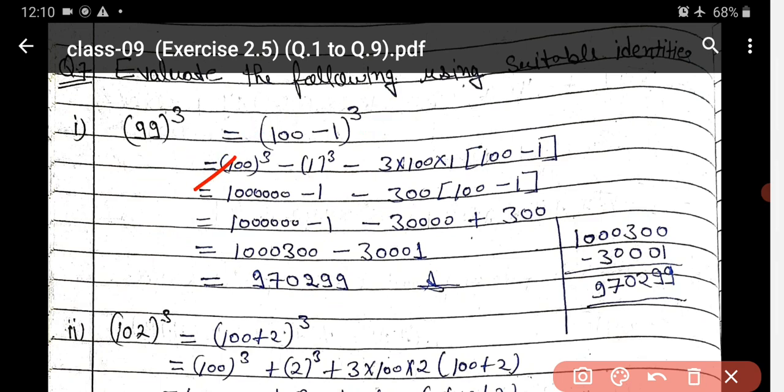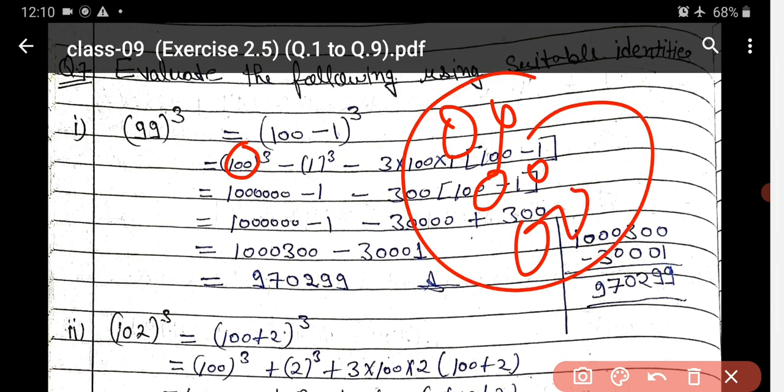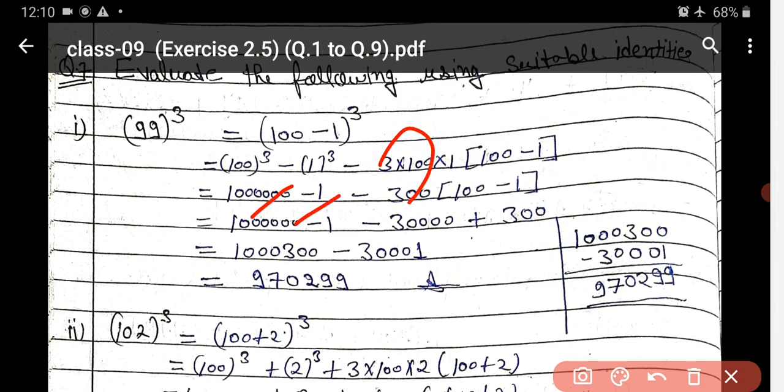Just write here a cube, it is a, it is b, then a cube minus b cube minus 3ab bracket a minus b. Just open 100 power 3. 3 times you have to write 20, 20, 20, it becomes total 60. So write here 60, then 1 cube 1, it becomes 300 and 100 minus 1. Now multiply 300 into 100, it becomes 30,000. 300 into 1 becomes 300, but minus minus you always get plus. Now simply solve. This term and this term are positive, so you have to add, and 30,000 and 1 are negative, so you add positive and negative both. Now simply subtract, and when you subtract you will get your answer. It is your final answer, 970299.